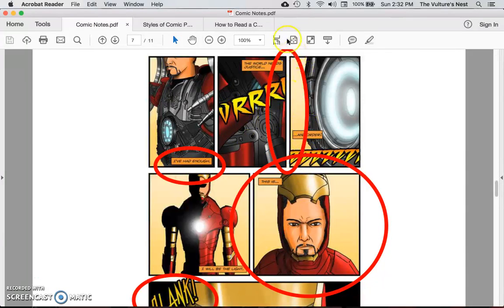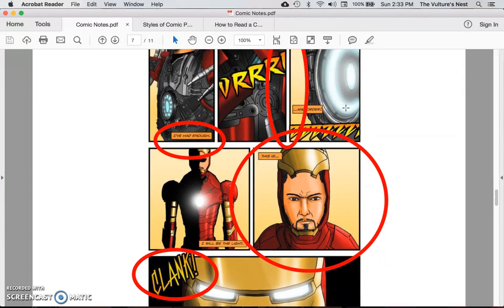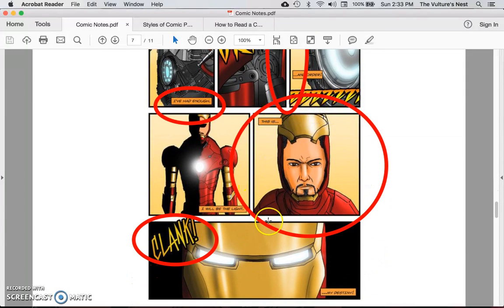Okay. This right here, the space in between these two boxes, this is what's known as the gutter. Remember, it gives your brain a kind of break, and it gives your eyes the ability to see that this picture is happening before this picture. Okay. This whole big box here is what's known as a panel.